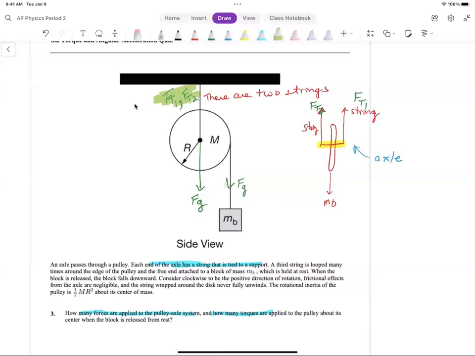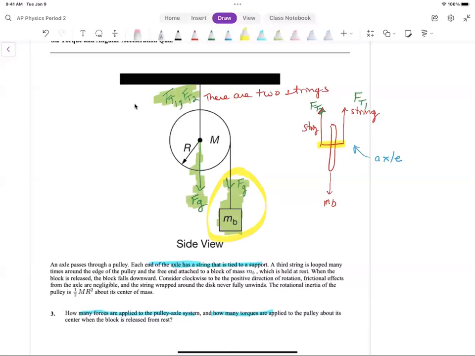And then we have force of gravity pulling downward from the mass B hanging from it. And we have the actual force of gravity that is acting on the disc. So there's a total of four forces. Now, which one causes torque? Only the mass MB causes torque.